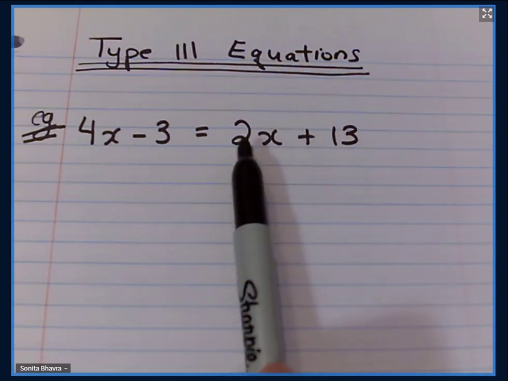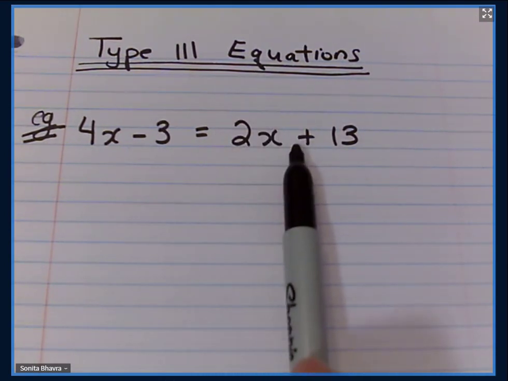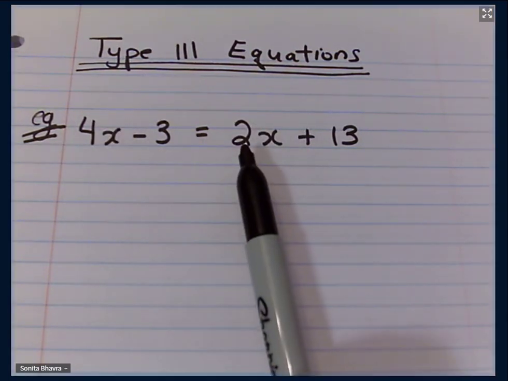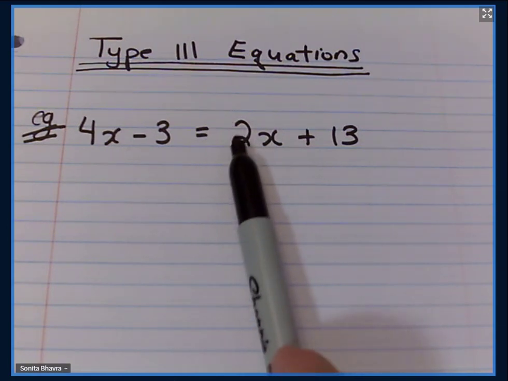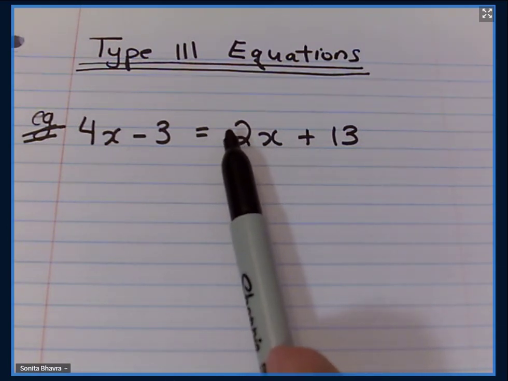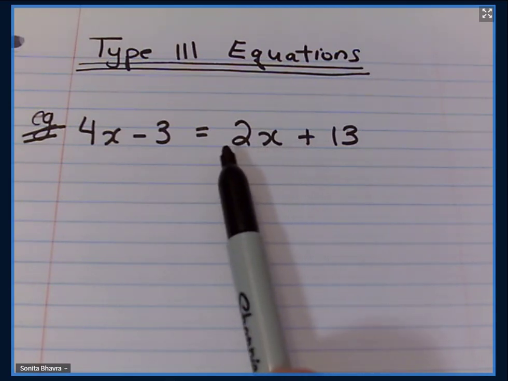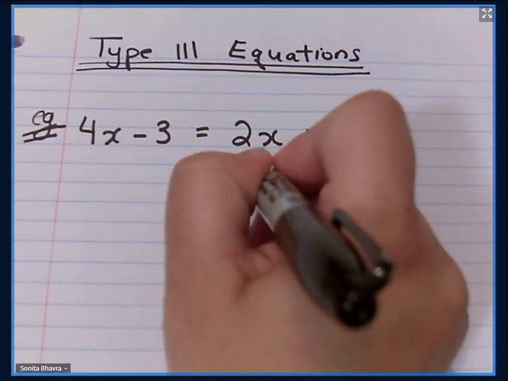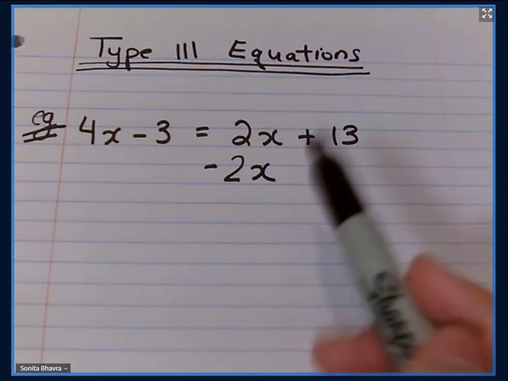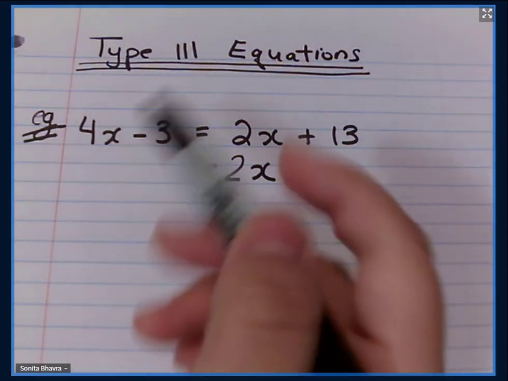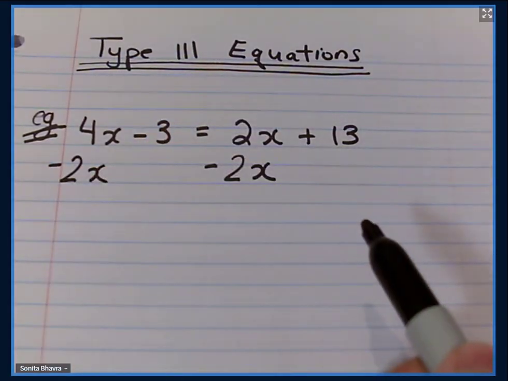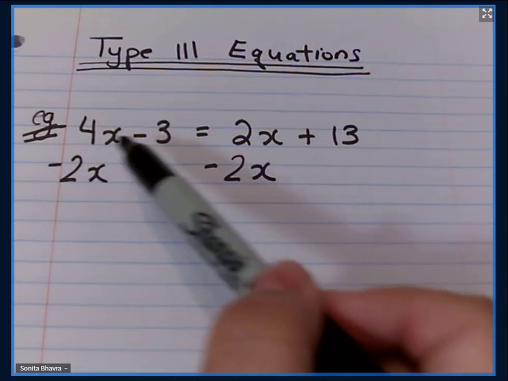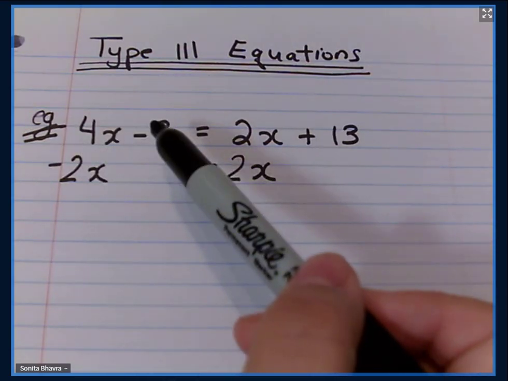On the right-hand side, we have 2x. I want to take this whole 2x and move it to the left-hand side. It's a positive 2x. There's no negative sign in front of it, so it's assumed to be a positive 2x. To move this whole thing to the left-hand side, I can subtract it. Because I've done it to the right-hand side, I have to do it to the left-hand side, so I'm going to subtract 2x here. Notice how I'm subtracting the 2x with the 4x. I'm not subtracting it with the negative 3.